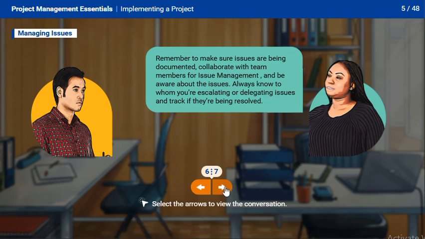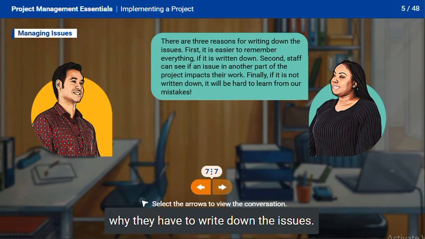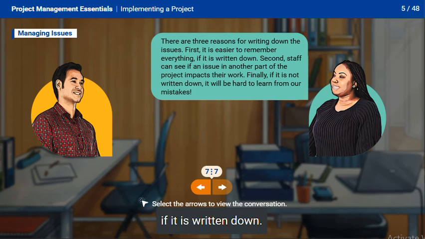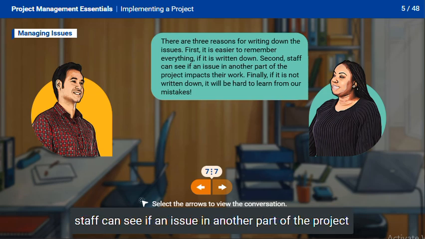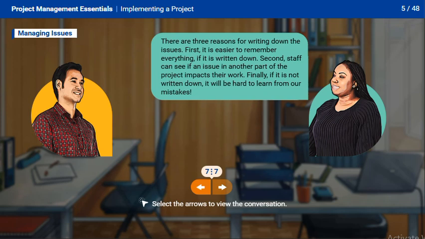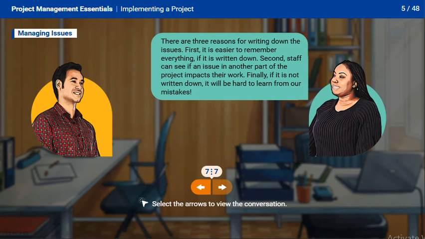And even after the issue has been escalated, you need to track it to make sure that it is being resolved. Staff sometimes wonder why they have to write down the issues. There are 3 main reasons. First, it is easier to remember everything if it is written down. Second, if issues are visible and shared, staff can see if an issue in another part of the project might impact their work. Finally, if it is not written down, it will be hard to learn from our mistakes.